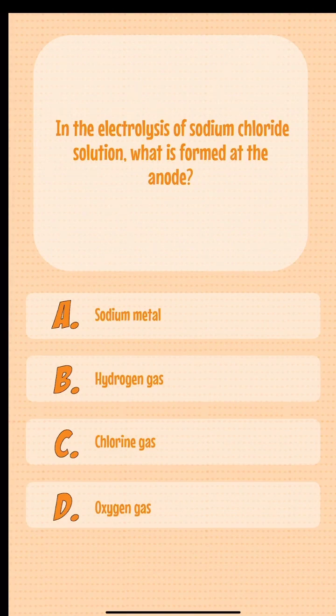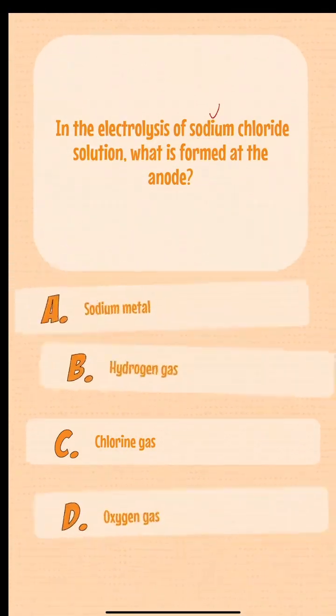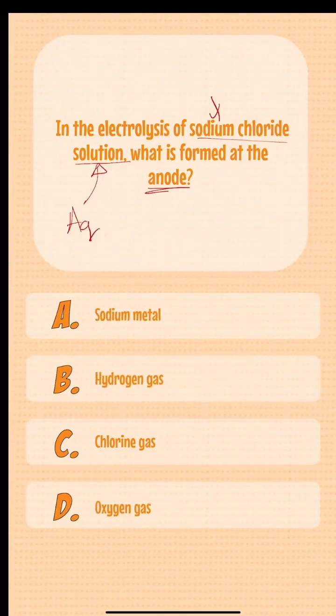In the electrolysis of sodium chloride solution. Okay, we've literally done this in our notes. Sodium chloride solution. Remember, solution means aqueous. What is formed at the anode? What do you guys think? Let me know now, based on what I've said. At the anode. So remember, sodium chloride, it could be Na+. Oh, I gave you the answers. Yeah, most of you are right.